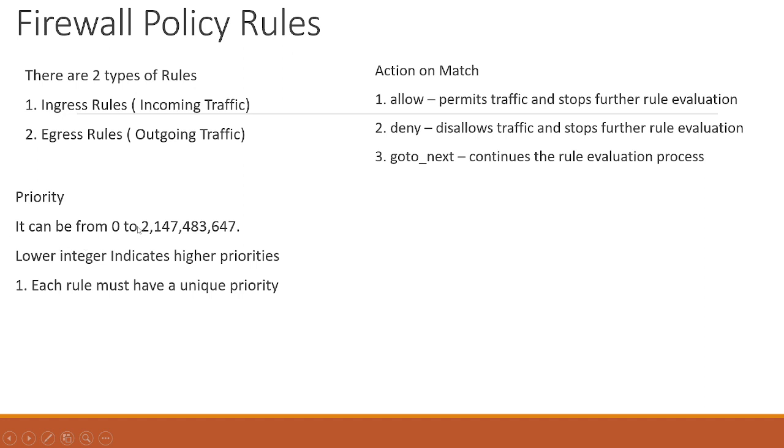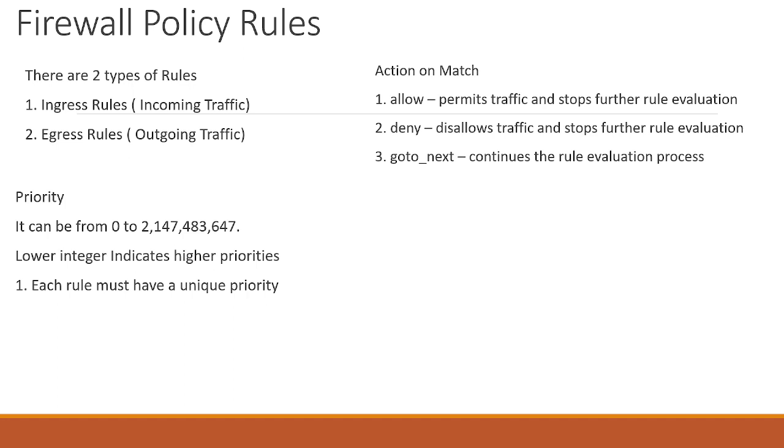This is a very big number as compared to VPC firewall rules, where we have 65,535. So compared to that, it is a very big number. As we already know, in VPC firewall rules a lower integer means higher priority. The same goes with firewall policy rules also. But there is a catch. We have to remember that in firewall policy rules, each rule must have a unique priority.